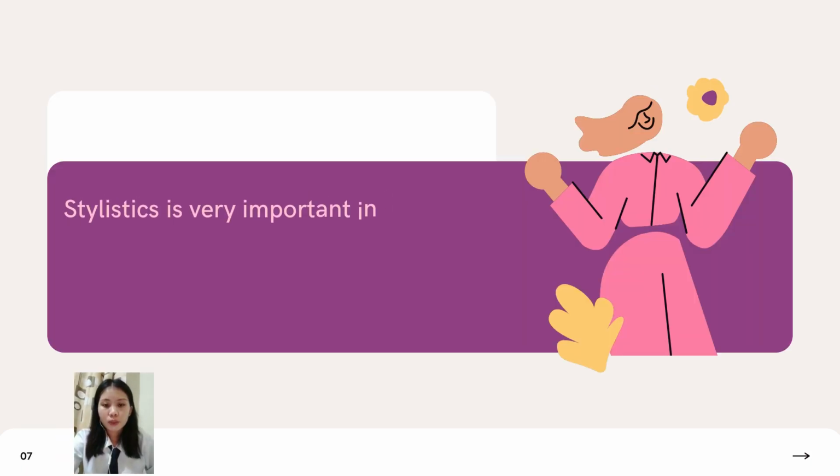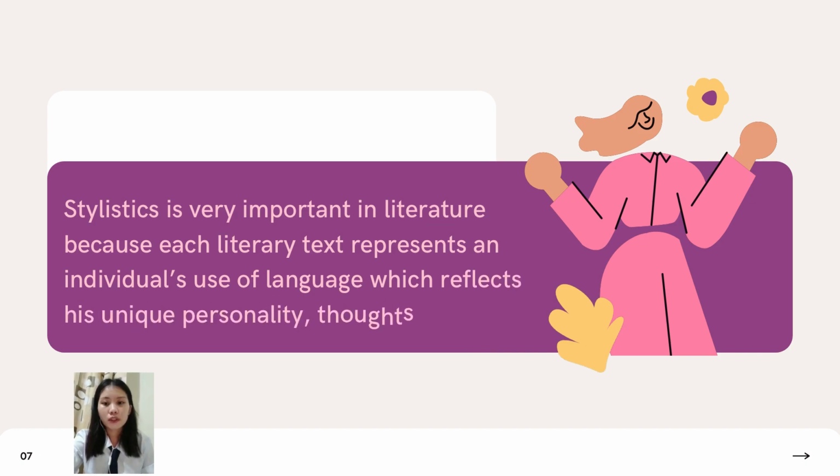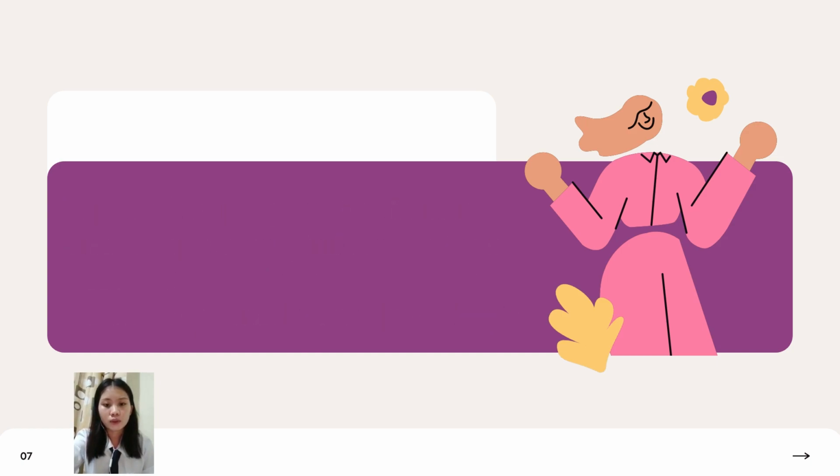Stylistics is very important in literature because each literary text represents an individual's use of language, which reflects his unique personality, thoughts, and style. No matter how calculatingly choices may be made, a writer's style will bear the mark of his personality. An experienced writer is able to rely on the power of his habitual choices of sounds, words, and syntactic patterns to convey his personality or fundamental outlook.